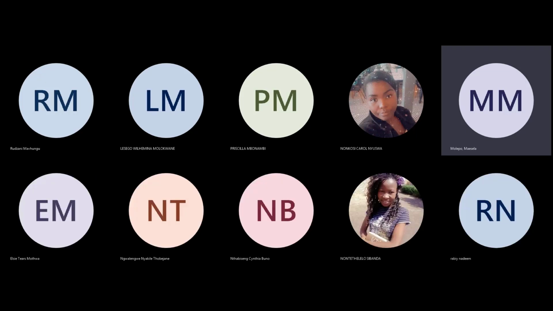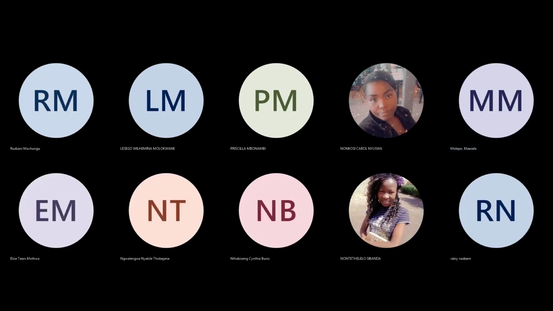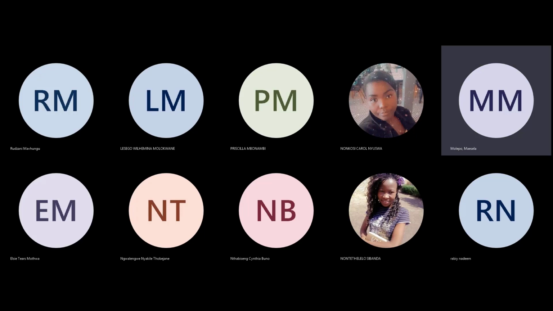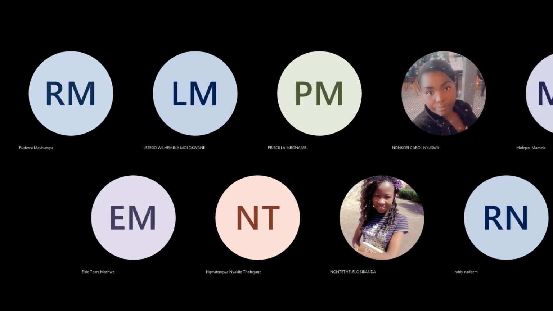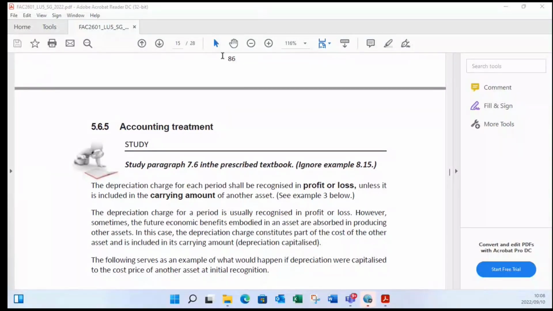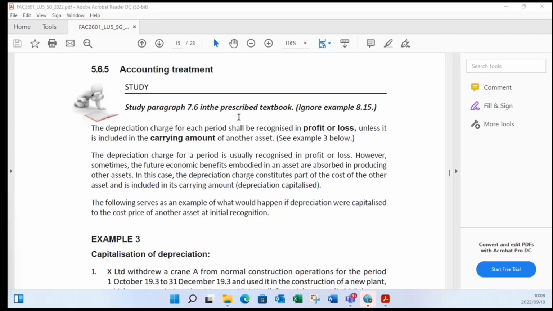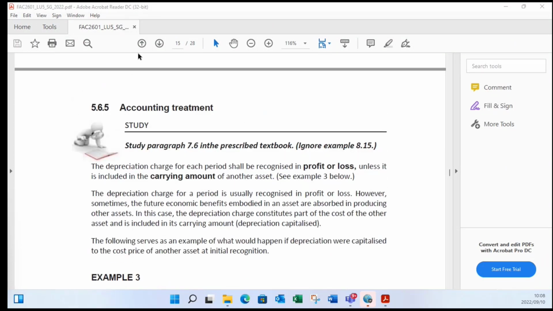Paragraph 5.6.5, accounting treatment. It can be on page 87 of the study guide or page 50 as per Acrobat pages. I don't know which one we are using. So we are here. In terms of Acrobat, it will be page 15 of 28. In terms of the page number of the book, it will be on page 87. So we are on this paragraph 5.6.5, accounting treatment.